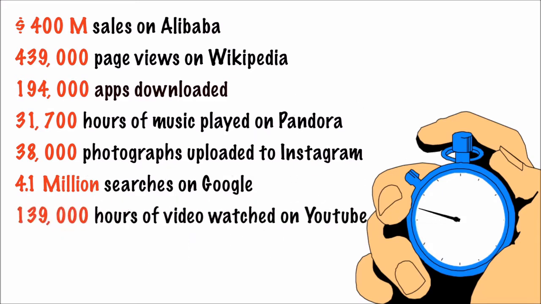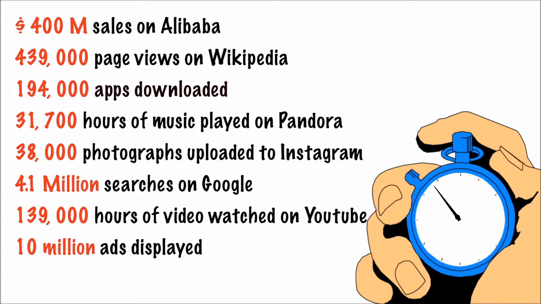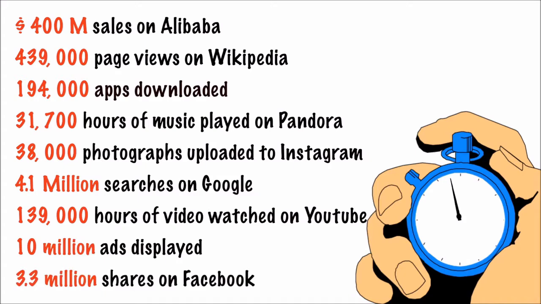139,000 hours of video would have been watched on YouTube. And 10 million ads would have been displayed on any property all over the world. And as for Facebook, it would have had 3.3 million shares. This is what happened in a minute. This is what happened in the minute that it took to explain what happens in a minute.